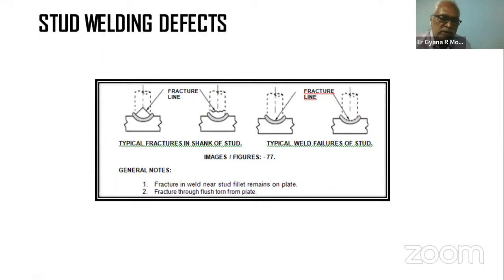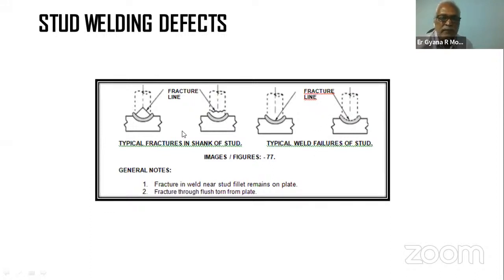There's so much of voltage difference. There's a big spark. In that case, so much heat is generated that the component melts as well as the stud melts, and then you press the whole stud, and the stud and the component fuse and make a solid joint. So this is how you test for stud welding defects. Typical fracture in shank of the stud. If there is a defect in the shank, because the shank has generated more heat, then there will be a fracture here. Typical weld failure of the stud.